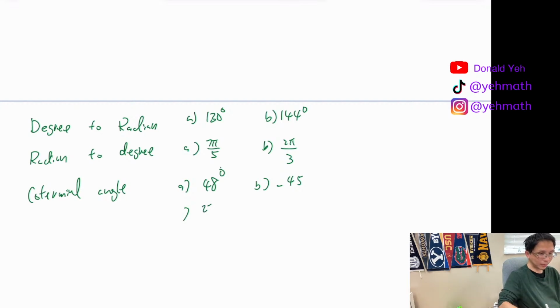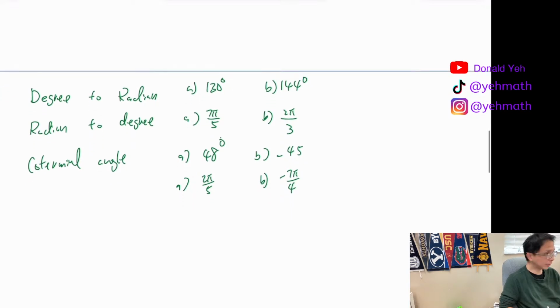Yeah. 2 pi over 5. What is a coterminal angle? You add 2 pi and subtract 2 pi. And can I give you a negative 7 pi over 4? Pi over 4 or negative 23 pi over 4, something like that. So coterminal angle, you've got to be able to find. So that's 5.1.